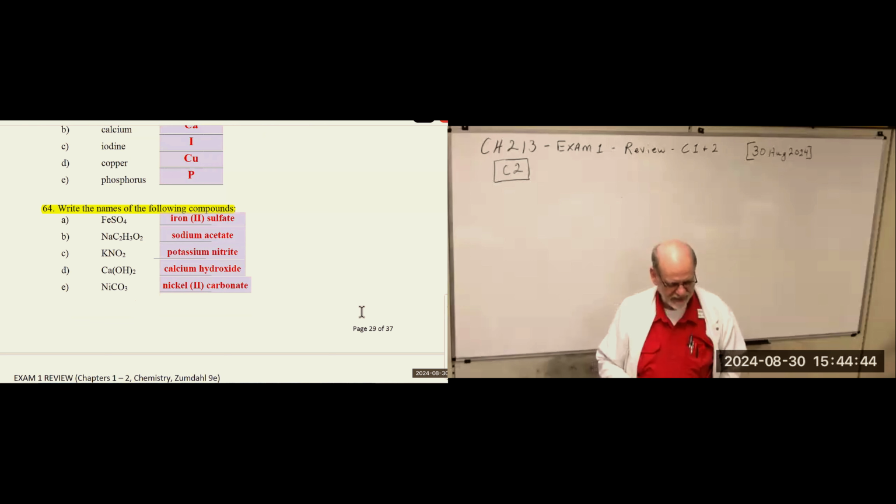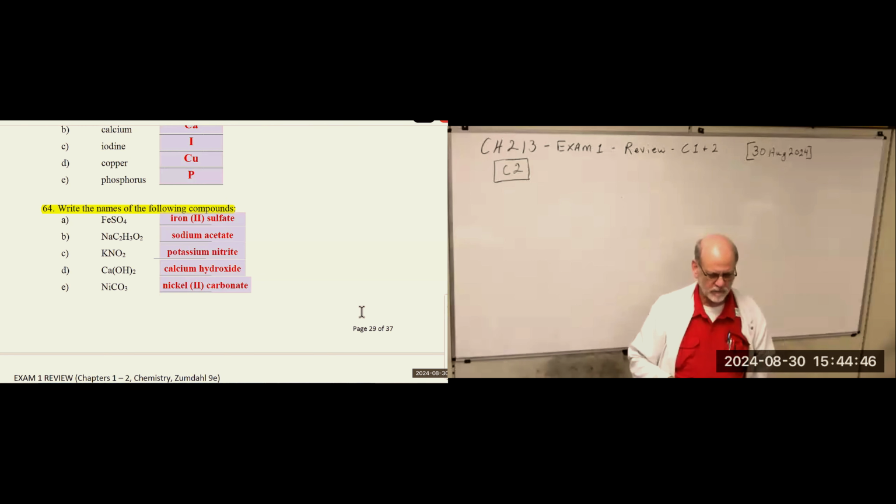All right. Name these compounds. FeSO4. Remember, this is a type 2 metal-nonmetal compound. So iron has to be specified for its charge. Sulfate is a 2- and you only have 1 iron, so it has to be a 2+. So iron(II) sulfate would be the correct name.